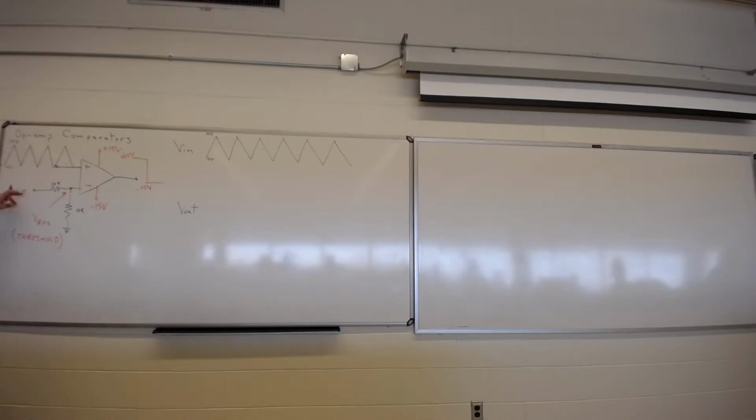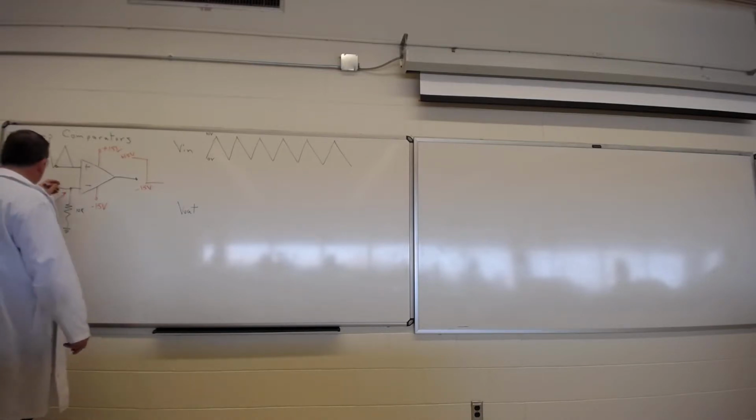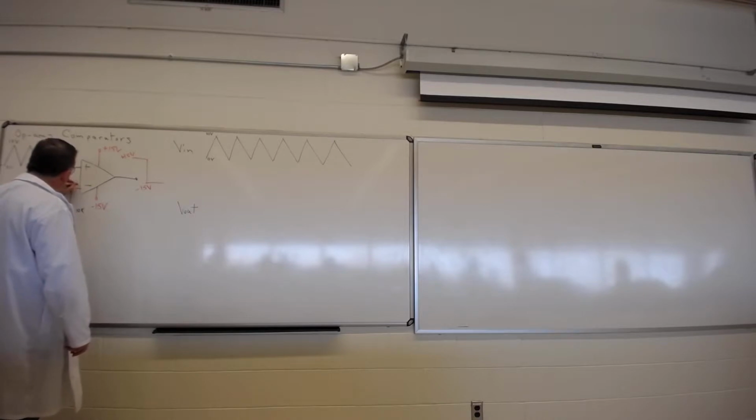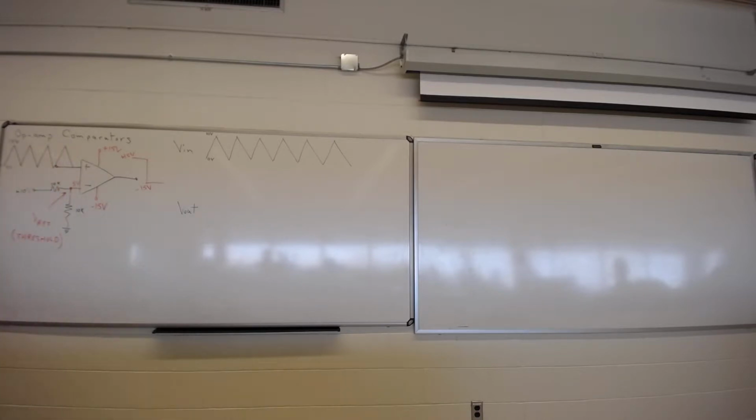And again, we've got 10 volts here. And a voltage divider with 2 equal resistors going to ground. So the threshold voltage would be, well, 10K, 10K. This would be 5 volts. So that's going to be our switching point. It's going to be this 5 volts that we've got on the other input.